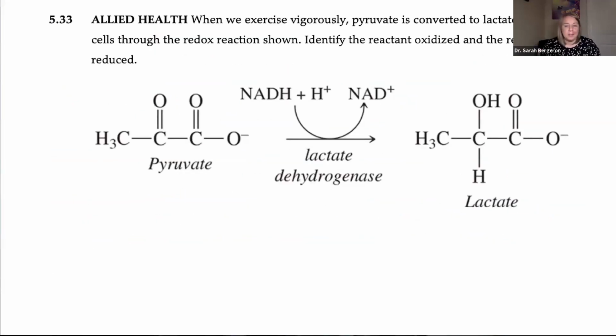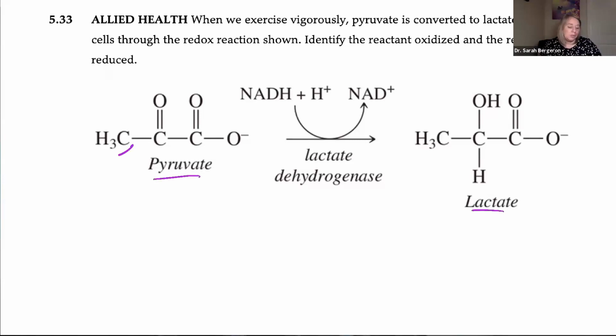So this actually happens in our bodies. When we exercise a whole lot, we make pyruvate, and our pyruvate gets converted into lactate. And so this happens in an oxidation reduction reaction. And so what we want to do is we want to look at these components and figure out what's being oxidized and what is being reduced. So let's start with our pyruvate and lactate.